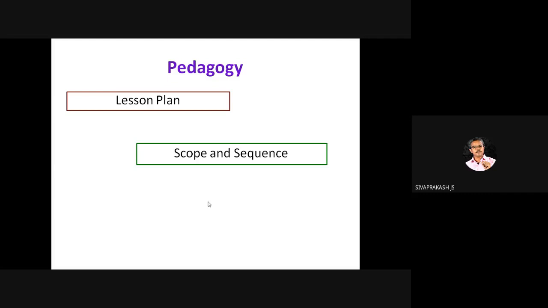It's not even needed. At the maximum, they may carry a file with a few papers. That's it.